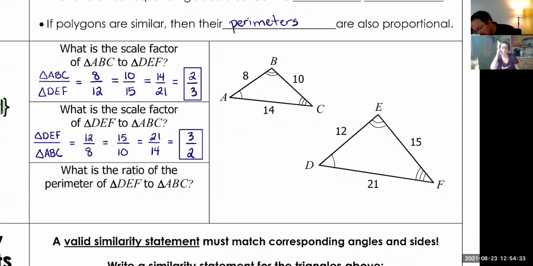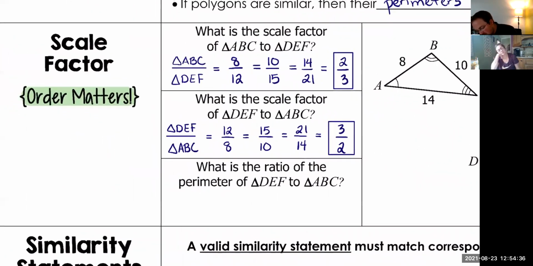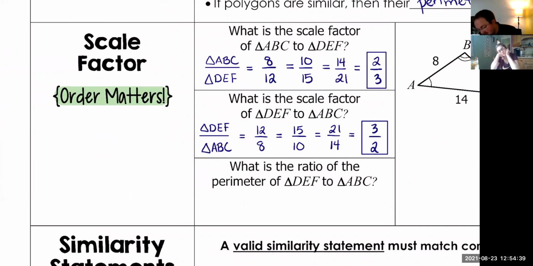Now, the last one's a bit sly. It's asking what is the ratio of the perimeter of DEF to ABC? Well, here's the thing about that. Oops, that's not what I wanted. Neat to know I could do that though. If the triangles are in fact similar, which we proved, the scale factor used for the corresponding sides from DEF to ABC is the same scale factor that you would use for its perimeter. So this would be 3/2 as well.